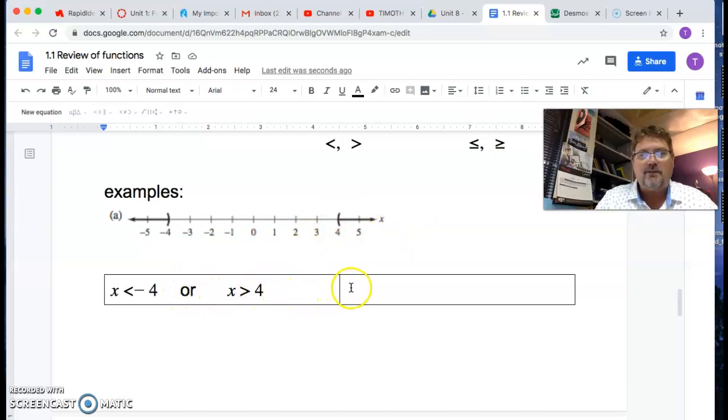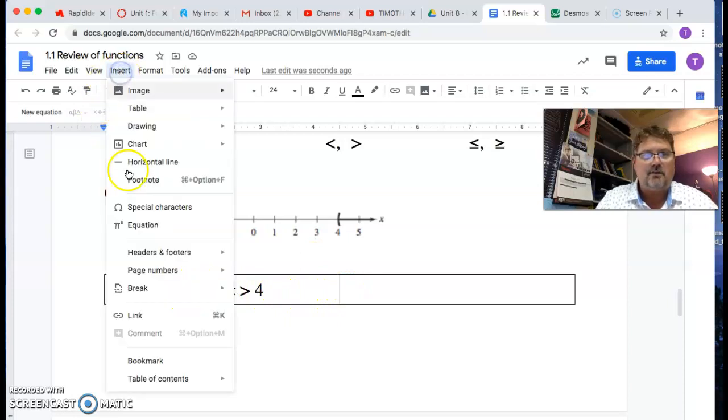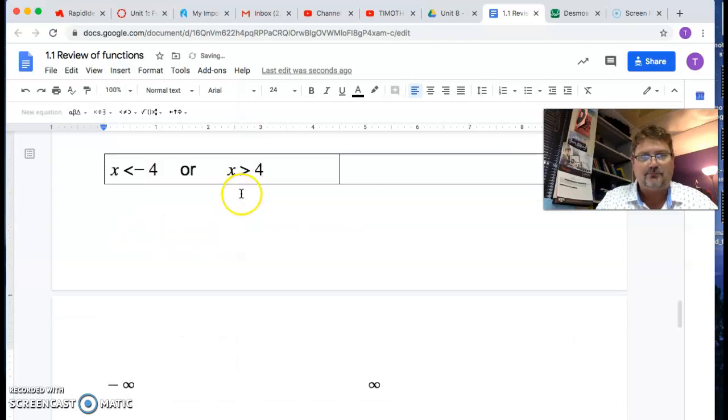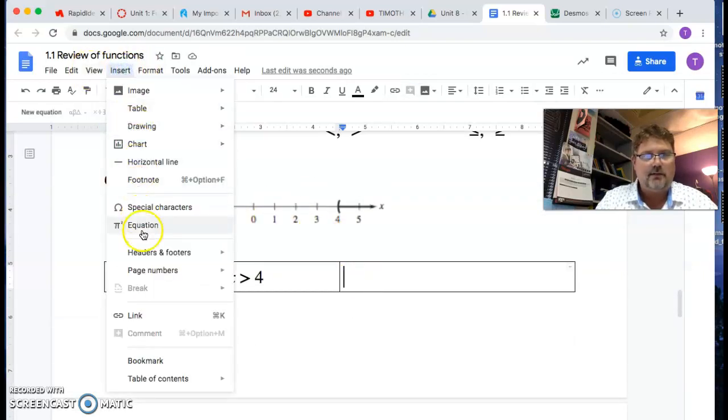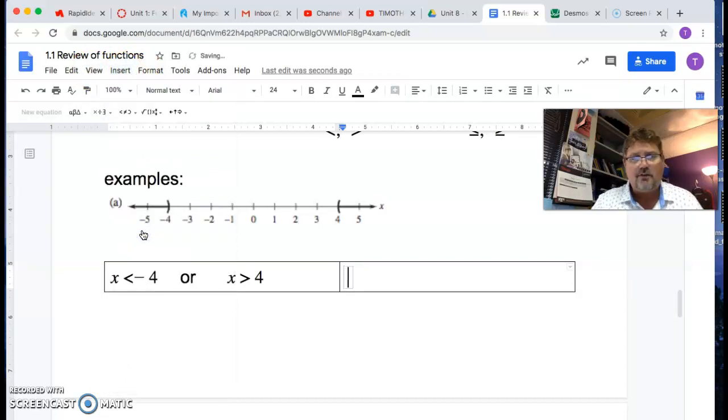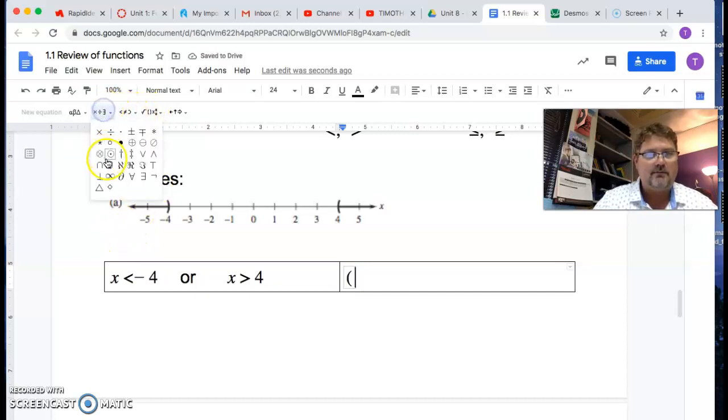So to write this in interval notation, let's get started with it. We've got to write two different pieces. Okay. We'll start on the left side. So we're going to say, okay, so we need our parenthesis because we know we got a negative infinity on the left that we cannot include. Negative infinity to negative 4.